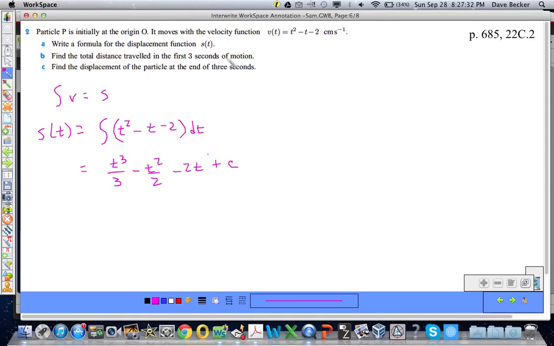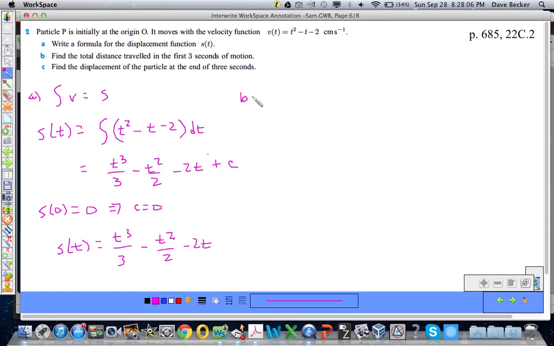Okay, but we know it's initially at the origin, so S of 0 is equal to 0. If I replace t with 0, all I'm left with is c, which implies that c equals 0. So my position function, or displacement, is t cubed over 3 minus t squared over 2 minus 2t. Okay, so that's part A.